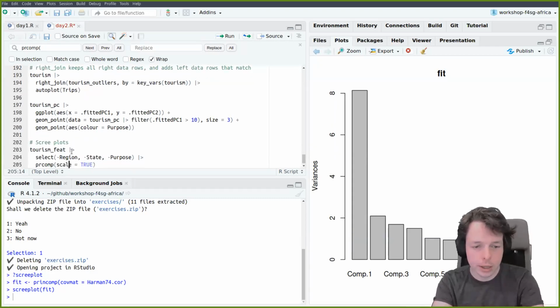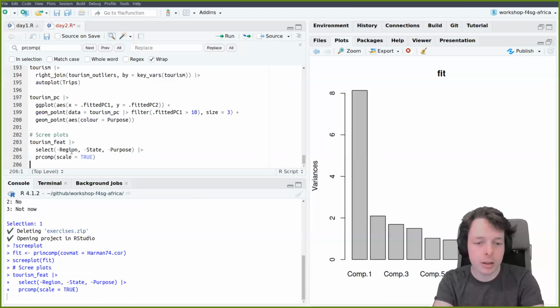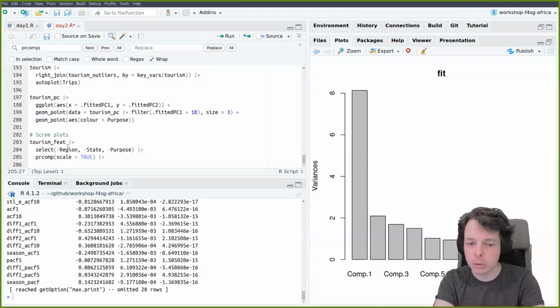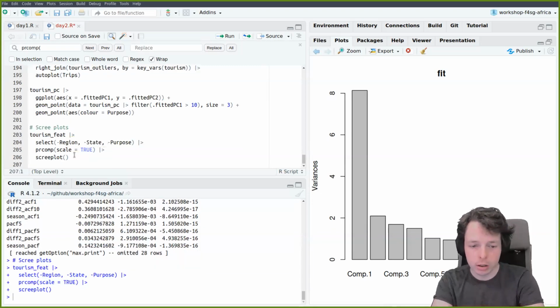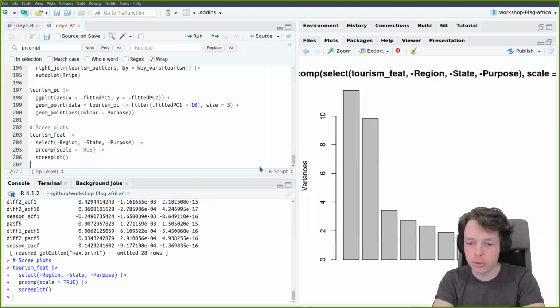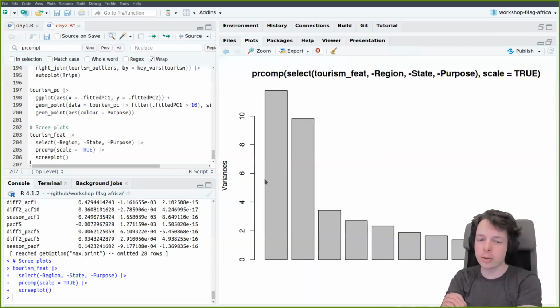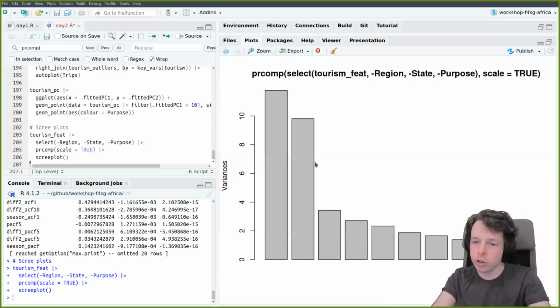Scree plots. The short answer is yes. So we have our principal components from our features of the tourism data, and then we can use a scree plot to visualize those principal components. The way that a scree plot visualizes them is by how much of the variance is explained by each principal component. So here it's saying that the first and second principal components of our dimension reduction explain lots of information. We've got very big bars here, but the ones afterwards are suddenly a lot smaller.